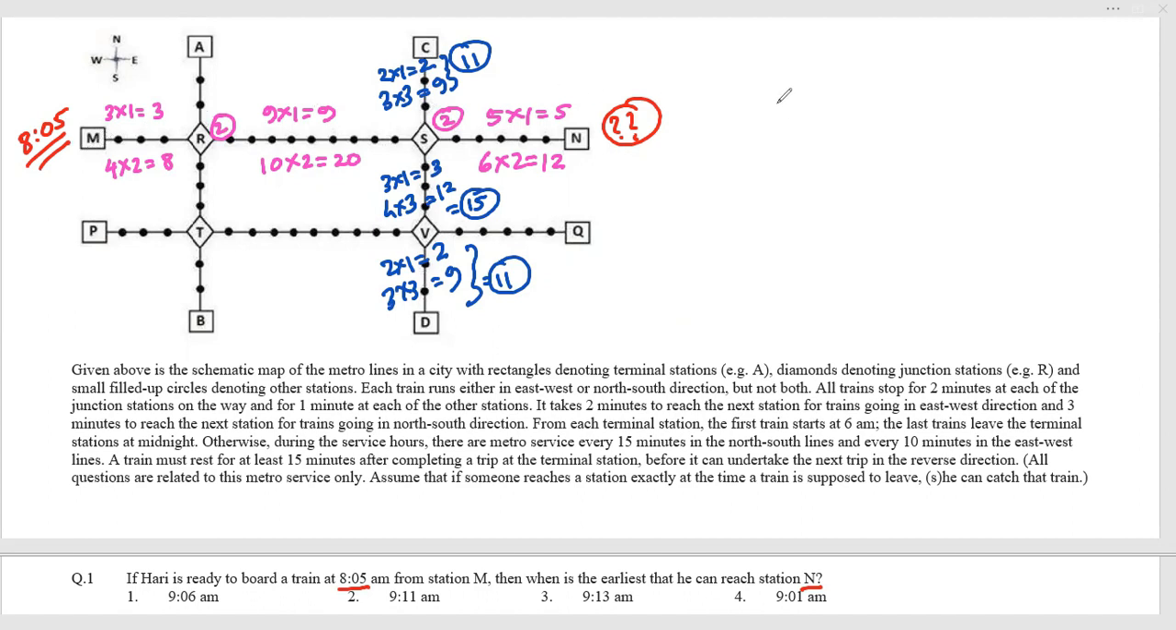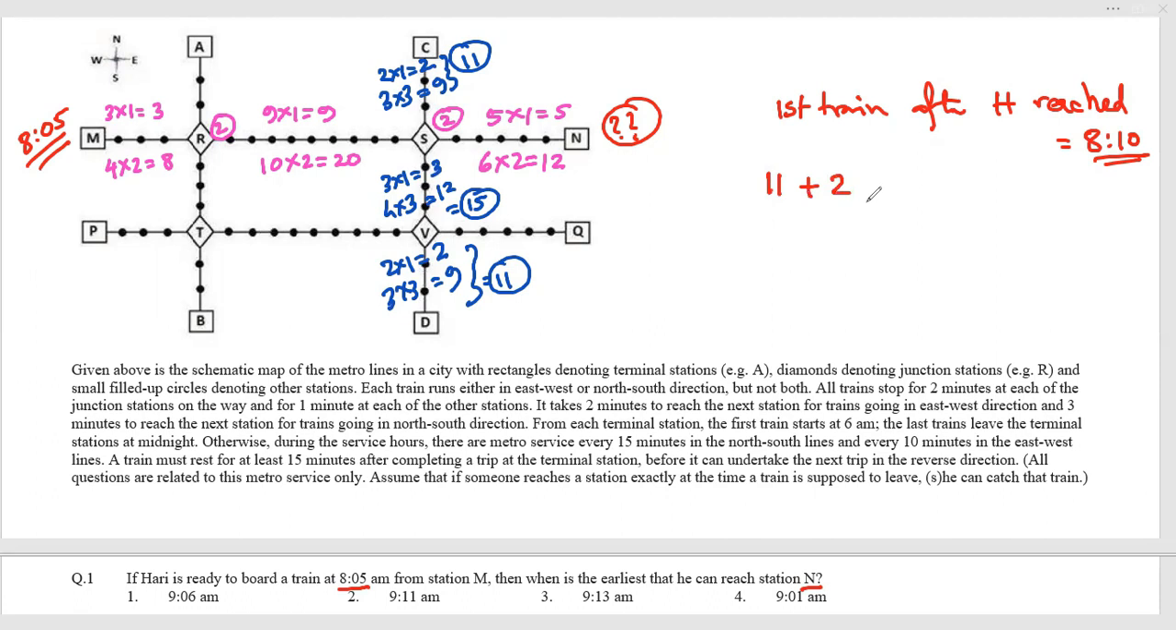So the fast train after Hari reached, it should be nothing but 8:10. At 8:10, Hari will take the train from M. And how much time is it taking? First M to R distance, it is nothing but 11 minutes.